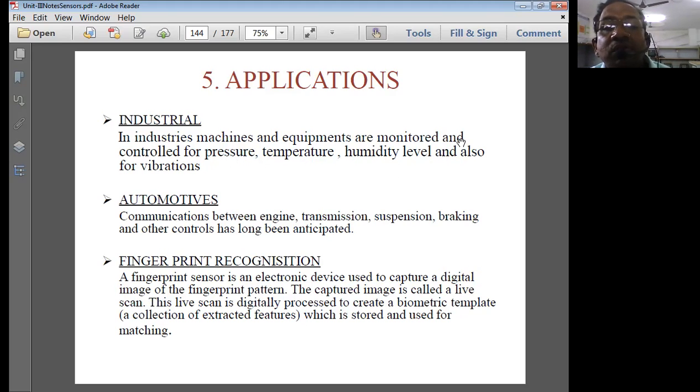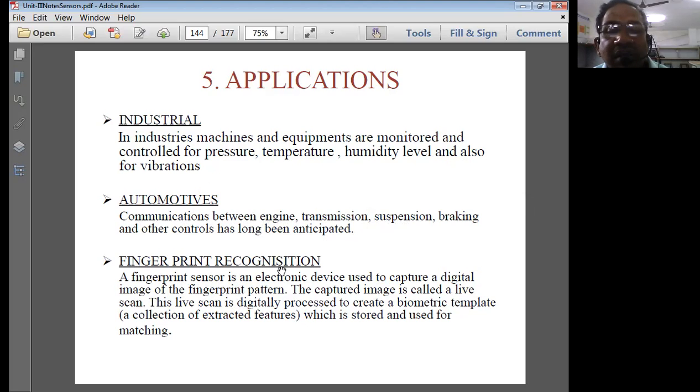Like that, we use various types of sensors for pressure, temperature, humidity level, and also for vibrations. We use sensors in automobiles to have communication between the engine, transmission unit, suspension, braking systems, and other controls.